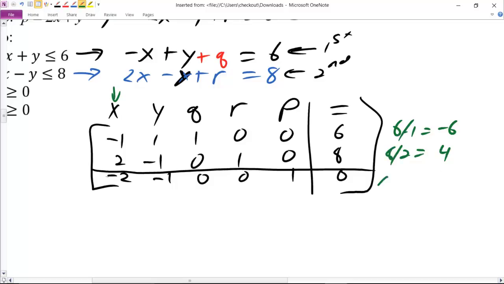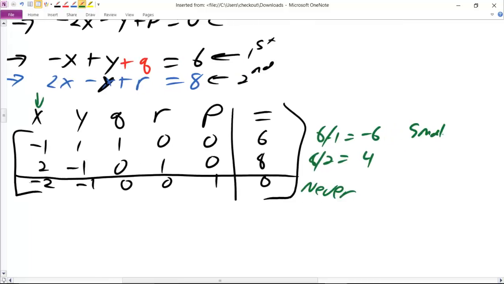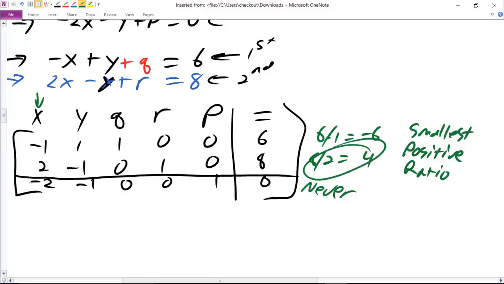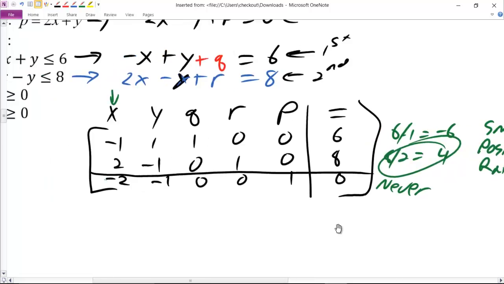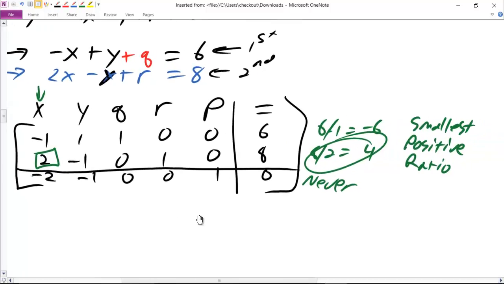And we will never pivot in the objective equation. We're always pivoting in the constraints. So therefore, my pivot will be the smallest, what we're looking for is the smallest positive ratio. Okay, so out of these, my ratio of 4 was the smallest positive number, so my pivot will be right here on 2. Okay, now I am done with these numbers.